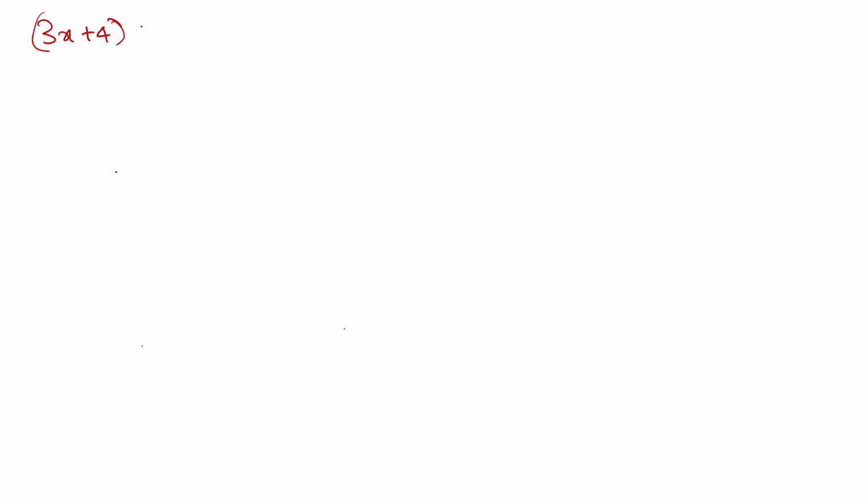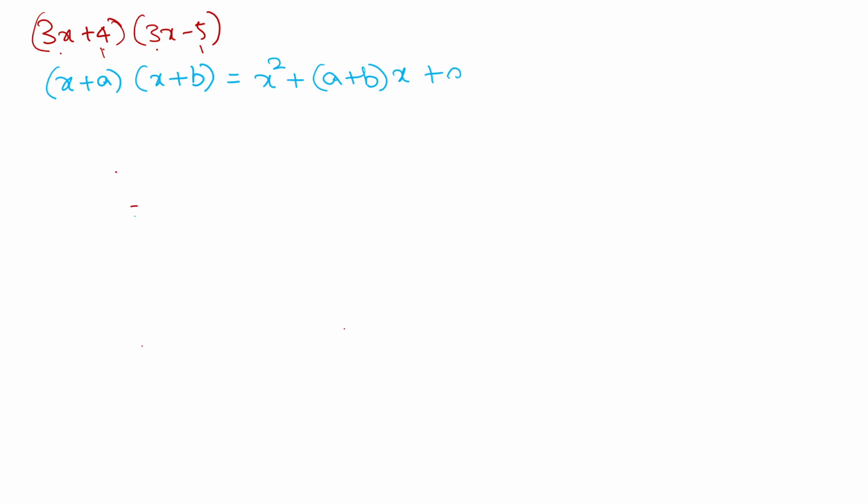So it was (3x + 4)(3x − 5), right? First terms are equal and second terms are different, and signs, no, don't bother about signs, because when the first term is the same and the second terms are different, we have to use the fourth identity. So what is the fourth identity, my dear? (x + a)(x + b) = x² + (a + b)x + ab.